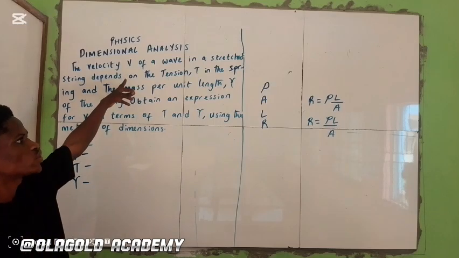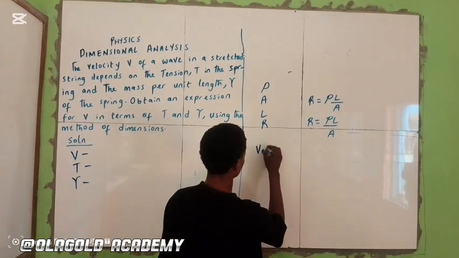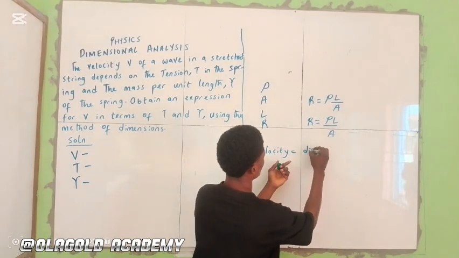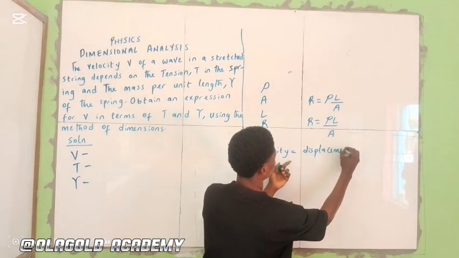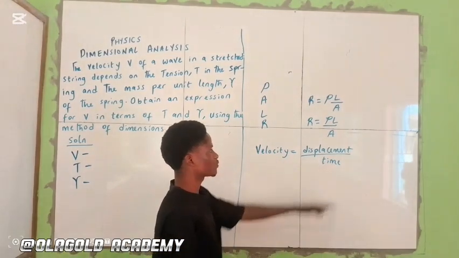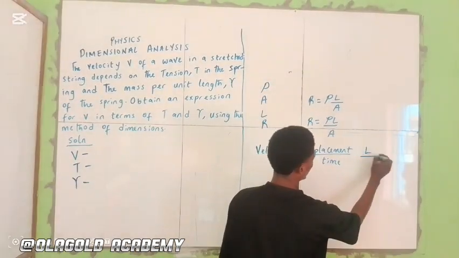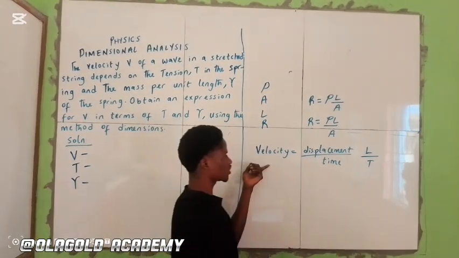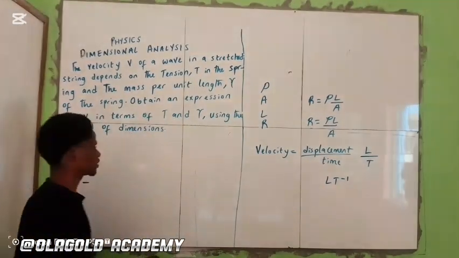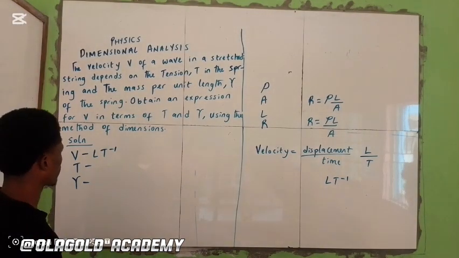Now, what is the dimension for velocity? Velocity can be expressed as displacement over time. So we can express velocity, displacement is a type of length, over time. So we have the dimension of velocity as LT minus 1. So the dimension of velocity is LT minus 1.